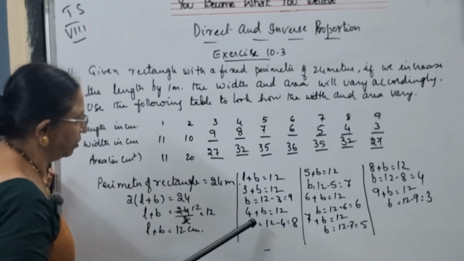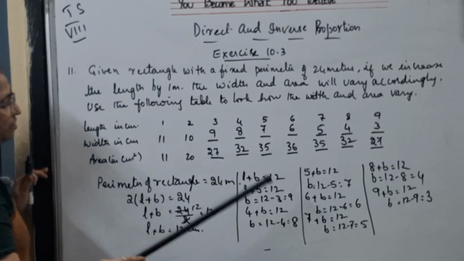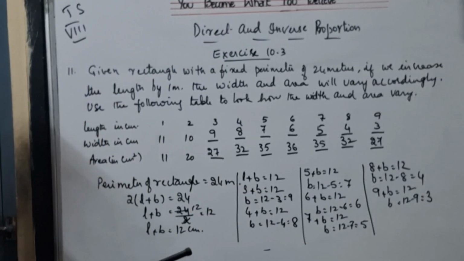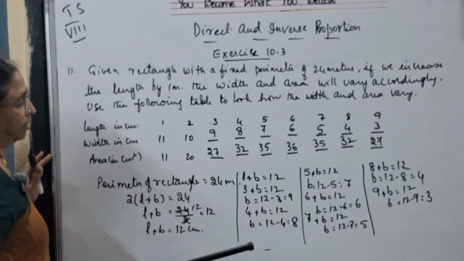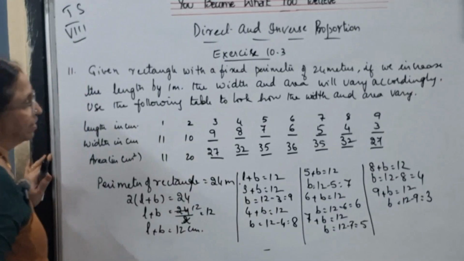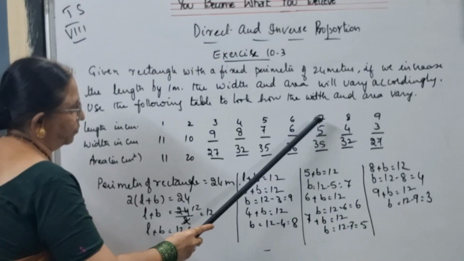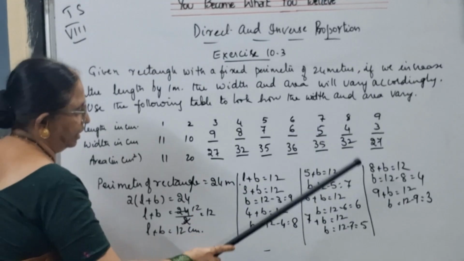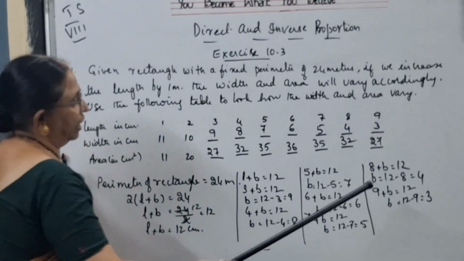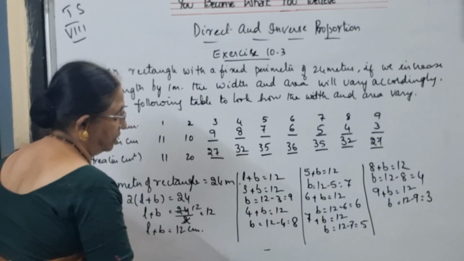So B is 9, 9 3s are 27. Similarly, for 4, I have got 12 minus 4, 8. 4 8s are 32. If length is 5, 5 plus B is 12. B is equal to 12 minus 5, 7. 7 5s are 35. If L is 6, 6 plus B is 12. B is 6. 6 6s are 36 here. And for 7, 12 minus 7 is 5, 7 5s are 35. And for 8, 12 minus 8 is 4, 8 4s are 32. And for 9, 12 minus 9 is 3, 9 3s are 27.